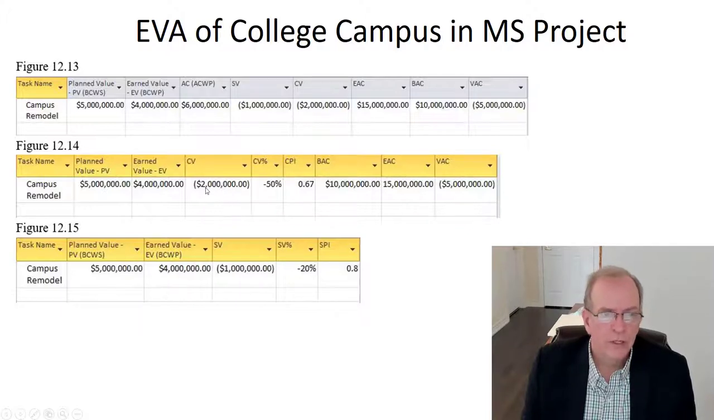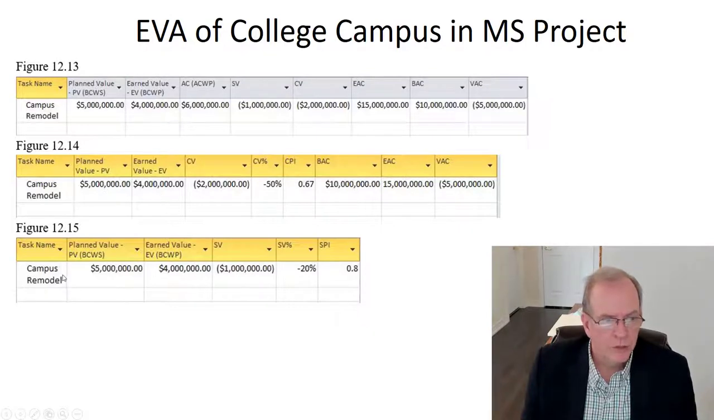Well, the cost variance between our $6 million and our $4 million, right? So we have that $2 million difference. That's where the cost variance is coming in, 6 million minus the 4 million. So our cost variance percentage is 50%. Our CPI is 0.67, that number that we calculated there. Our budget at completion, 10 million. Our estimate at completion, 5 million. And our variance at completion, 5 million.